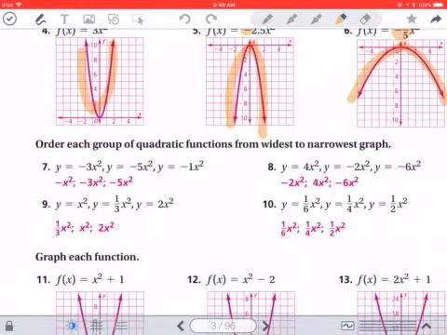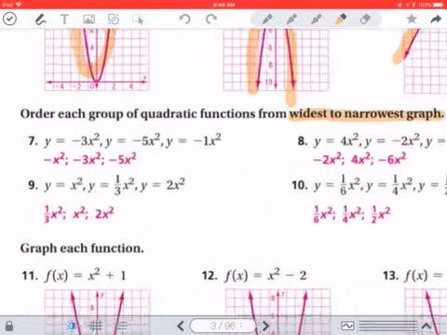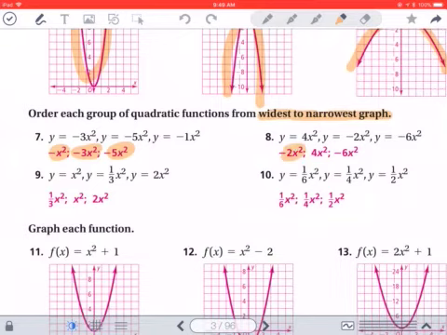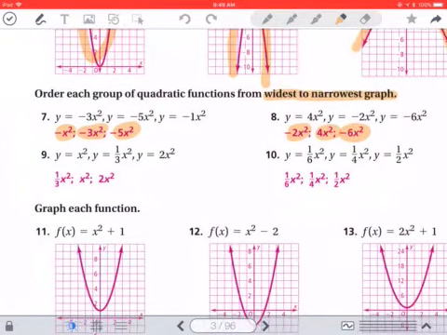All right, we want to go widest to narrowest. So number 7, -x squared is the widest, -3x squared is in the middle, and then -5x squared. Number 8, you get -2x squared, 4x squared, and -6x squared. Okay, if the function is positive or negative, that has nothing to do with its width. Positive or negative just tells you if it opens upward or downward.